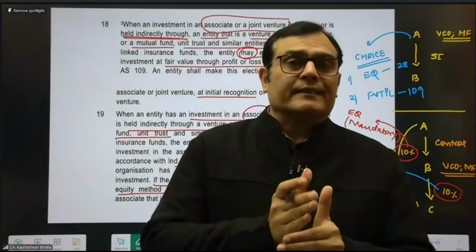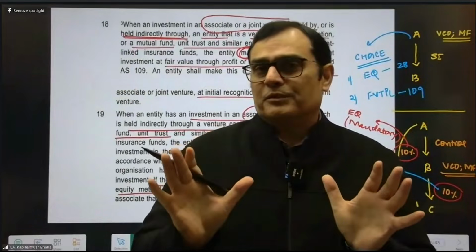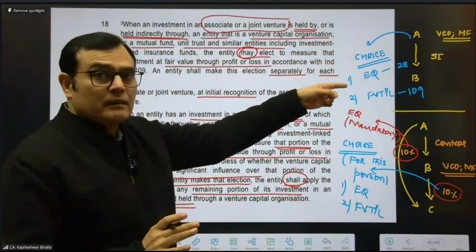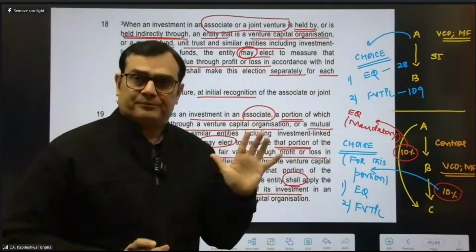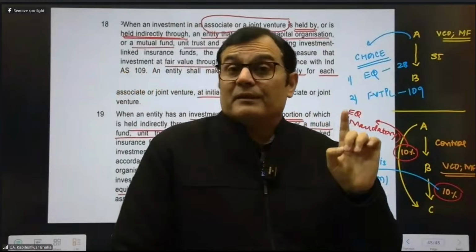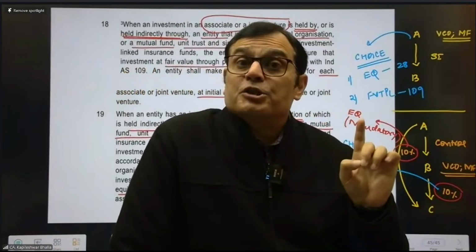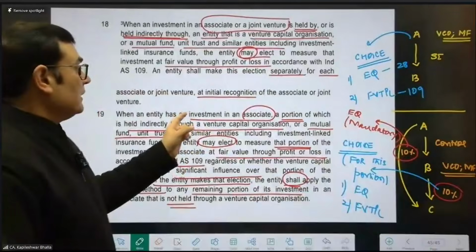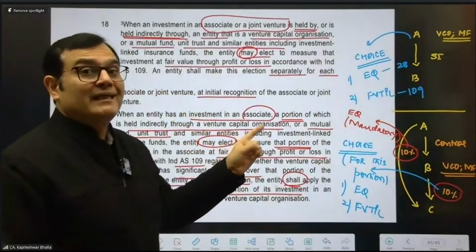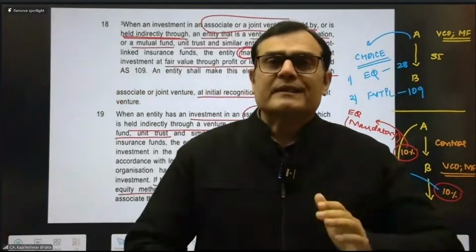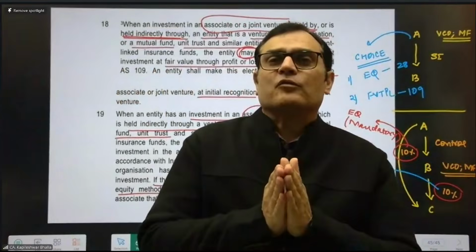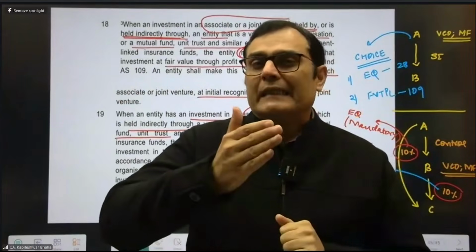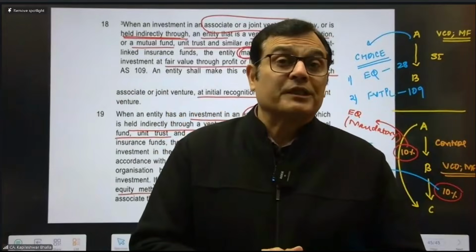So there are two simple cases which I'm looking at. One is a case where it is not a chain, and one is a case where there is a chain. Paragraph 19 will apply when it's a chain, remember, because in this case he's talking about a portion of the investment held indirectly. So you can say that para 18 is focusing on non-chain holding and para 19 is focusing on the chain.